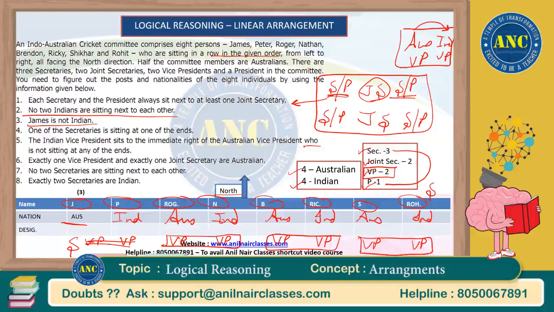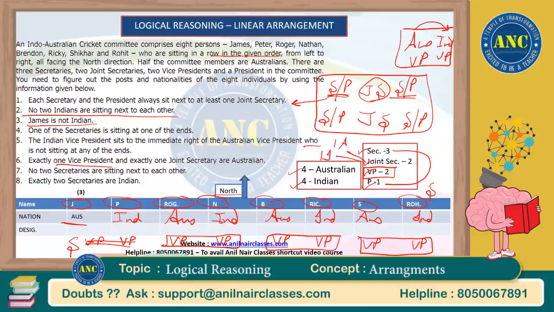Now let's read ahead. Exactly 1 VP and exactly 1 joint secretary are Australian. 1 joint secretary, 1 VP is Australian. We already got to know. 1 joint secretary is an Australian, he said. So if 1 joint secretary is an Australian, that means 1 Australian and 1 Indian joint secretary exists.